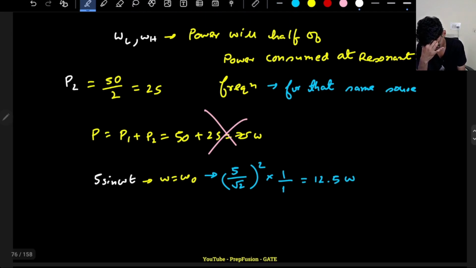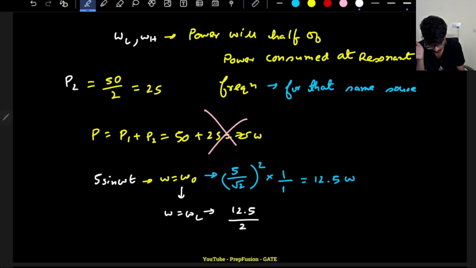Now this is the resonant frequency power consumed. I have to halve it, because my frequency is actually not omega naught, it is omega equals omega L or H. It is currently omega L, that's why I have to halve it. So this will be 12.5 divided by 2, that is 6.25 watts. This will be my P2.